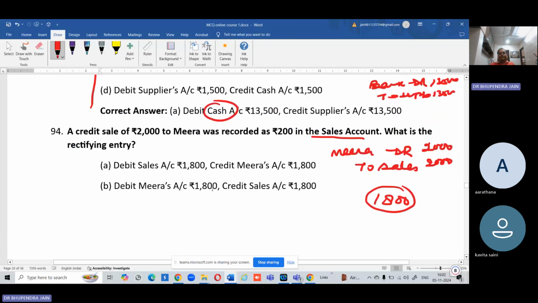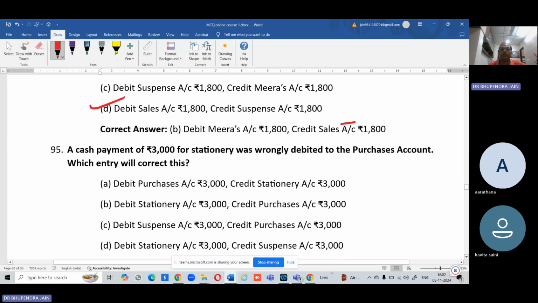Just 1 minute, but was recorded in the sales. Okay, so we record 2000 rupees in the Mira account, but record 200 rupees in the sales. So the remaining amount we have to reverse with the suspense account. Is this right? Debit Mira account and credit sales account remaining 1800.